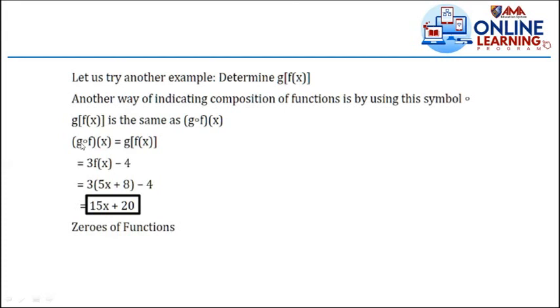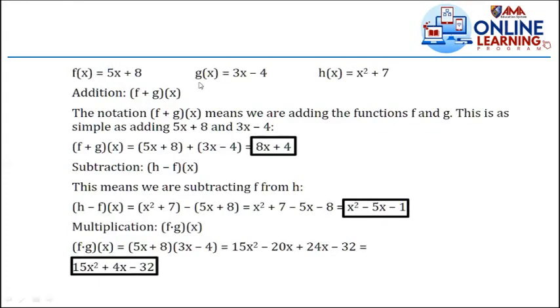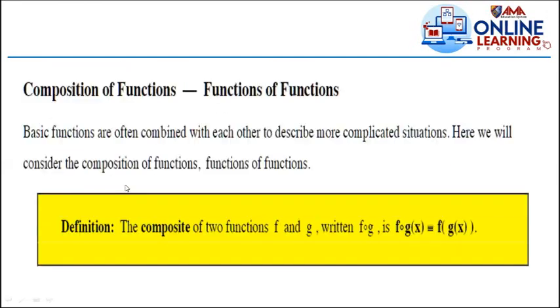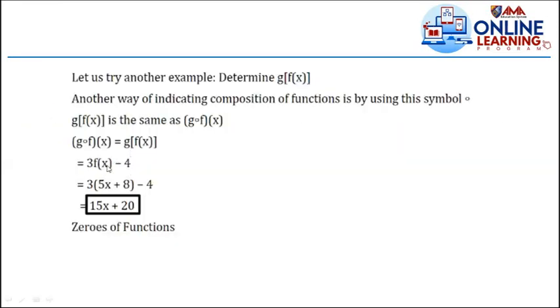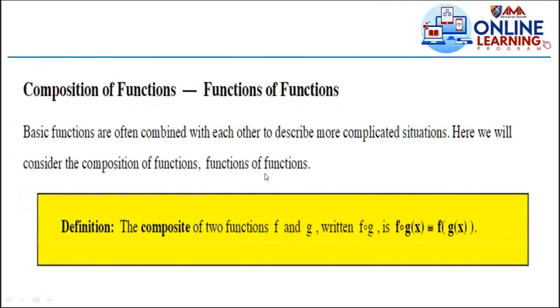Okay? G, this is what we call the outer function. This is the inner function, x. So g of f of x. So, our g is equal to 3x minus 4, no? Ito yun, no? Okay, 3x minus 4. So, we have 3, the function of x, minus 4: 3 by 5x plus 8, minus 4. So we have 3 by 5, 15x, 3 by 8 is 24, minus 4, the answer is 20. So that's our answer.